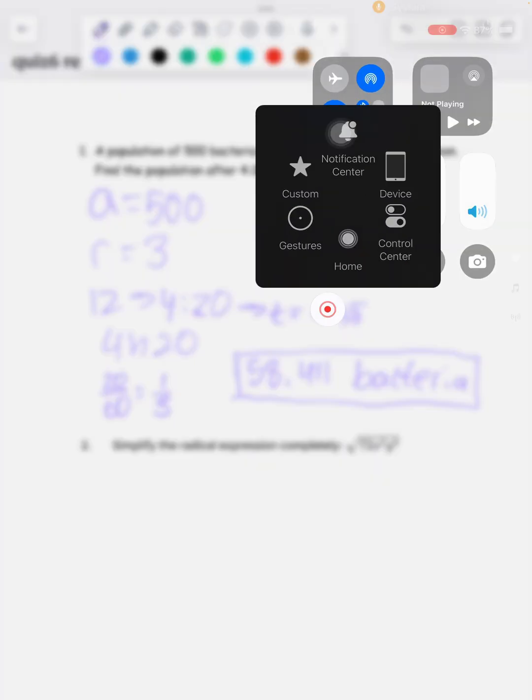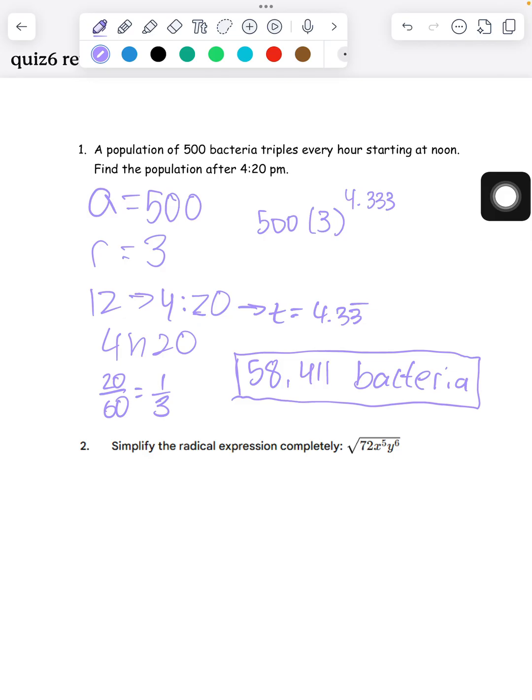All right. Let's take a look at my second question. Let's simplify this radical expression: the square root of 72 x to the 5 y to the 6.